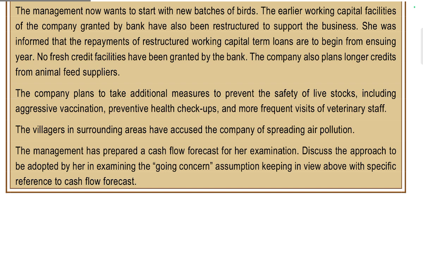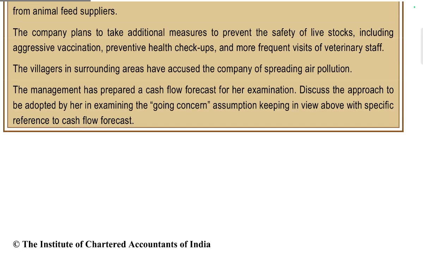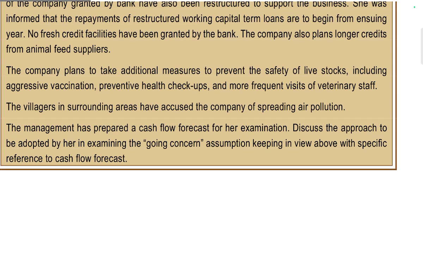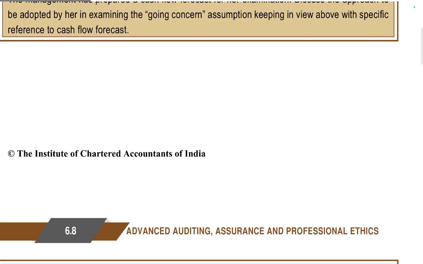The company plans to take additional measures to safeguard the livestock, including aggressive vaccination, preventive health checkups, and more frequent use of a veterinary tracker. Villagers in surrounding areas have accused the company of spreading air pollution. Managers prepare a cash flow forecast to examine and discuss the going concern assumption, keeping in view the above, reflecting the cash flow forecast.